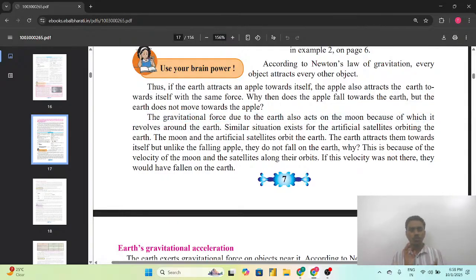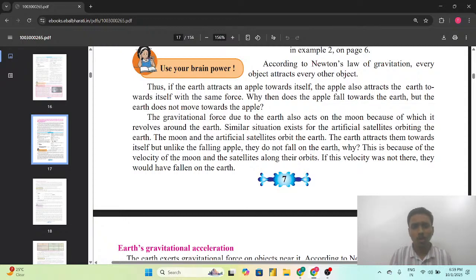यानी जो ग्रेविटेशनल फोर्स अर्थ का है वो मून के ऊपर भी एक्ट होता है, ड्यू टू विच द मून अर्थ के अराउंड रिवॉल्व करता है और अर्थ भी सन के अराउंड रिवॉल्व कर रही है. Similar situation exists for the artificial satellites orbiting the earth. यानी सेम सिचुएशन एग्जिस्ट करती है जो आर्टिफिशियल सैटेलाइट्स है जो कि हम स्पेस में भेजते हैं, जो कि टेलीकम्युनिकेशन और ऑल डेटा मिलने के लिए हम इस्तेमाल करते हैं. तो सेम सिचुएशन आर्टिफिशियल सैटेलाइट्स के साथ है, जो अर्थ के ऑर्बिट में रिवॉल्व कर रहे हैं.